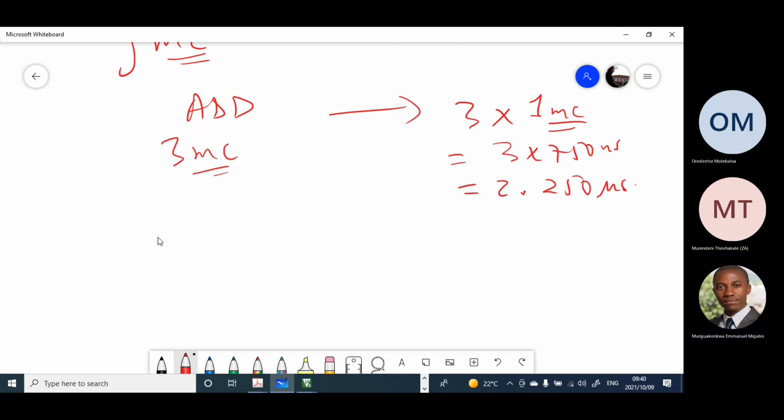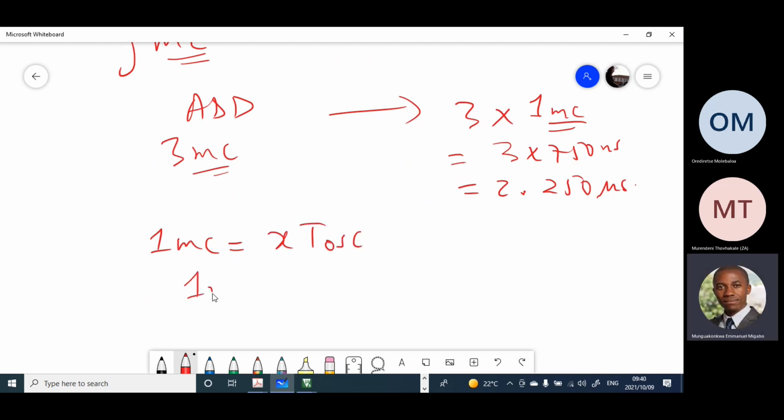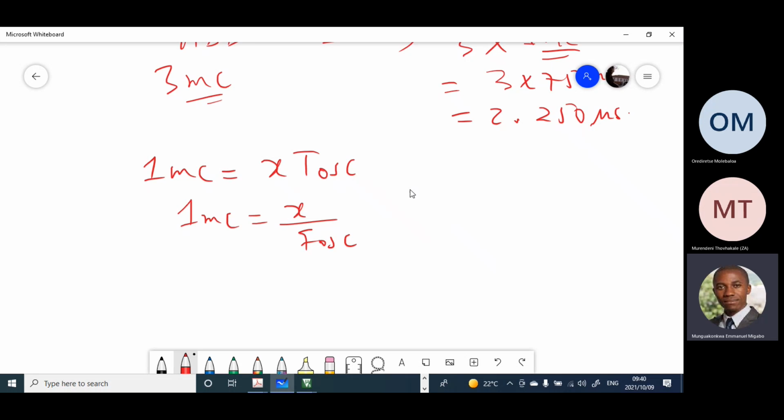So what is the relationship between the clock and the duration of execution? Let's look at that. As you can clearly see, we have the relationship between one machine cycle and how many clock passes it entails, which can be translated into X over FOSC, depending on the clock frequency at which you are operating. And for an instruction that takes Y machine cycles, in terms of duration, it will be Y times X divided by the oscillating frequency, basically.